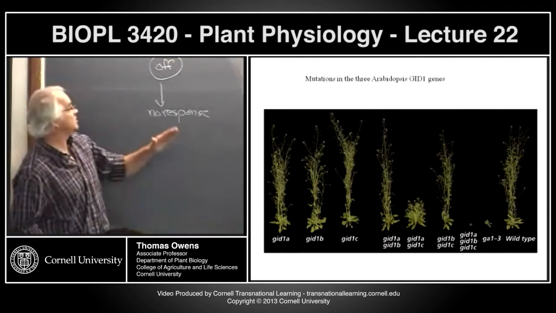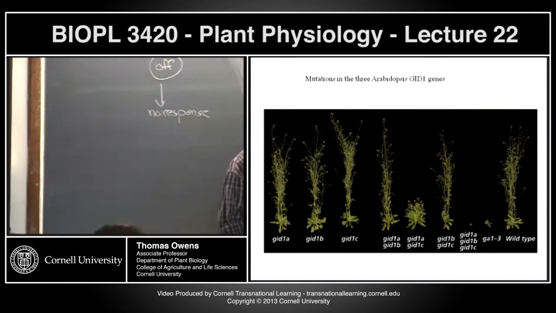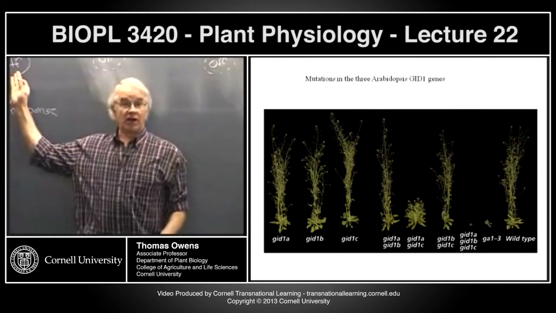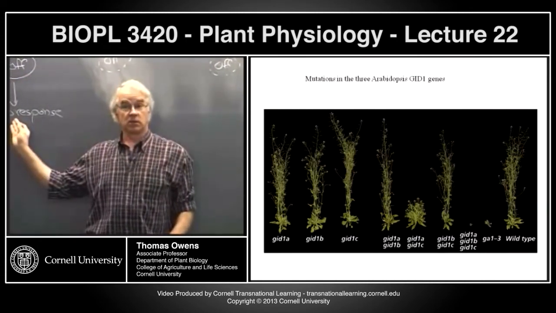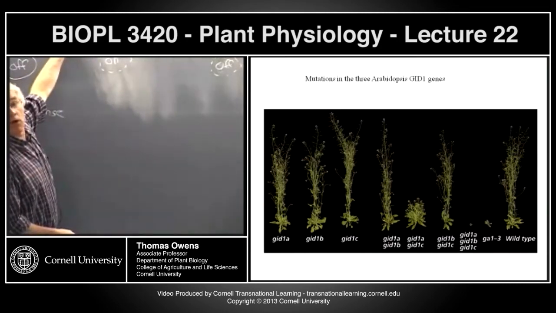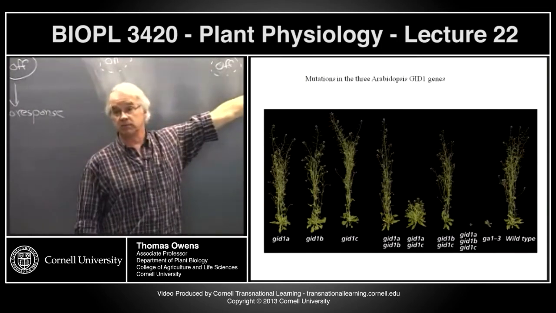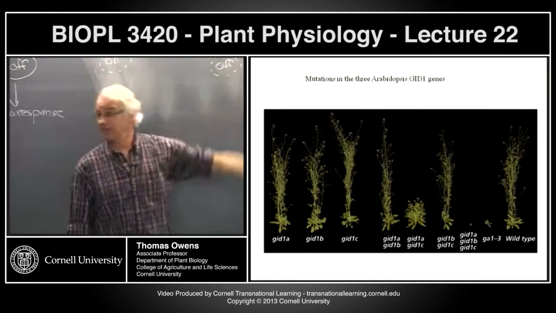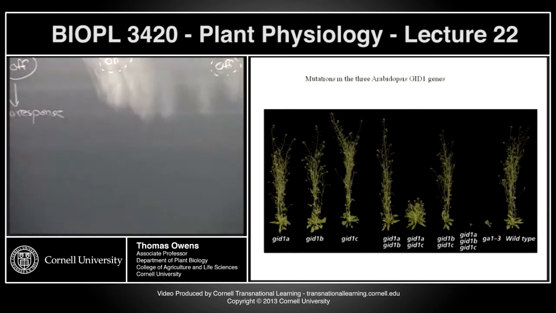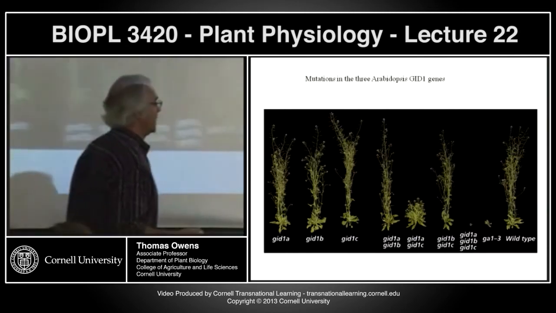So we can imagine a mutation where, even when the previous step is turned on, this can't be converted to on. That would be always off, no response. Or we can imagine a scenario where, even when this protein is off, the mutation causes the protein to be in this state, always on. Okay? Got that? Now let's think about the same characteristics in a pathway that involves a negative regulator.